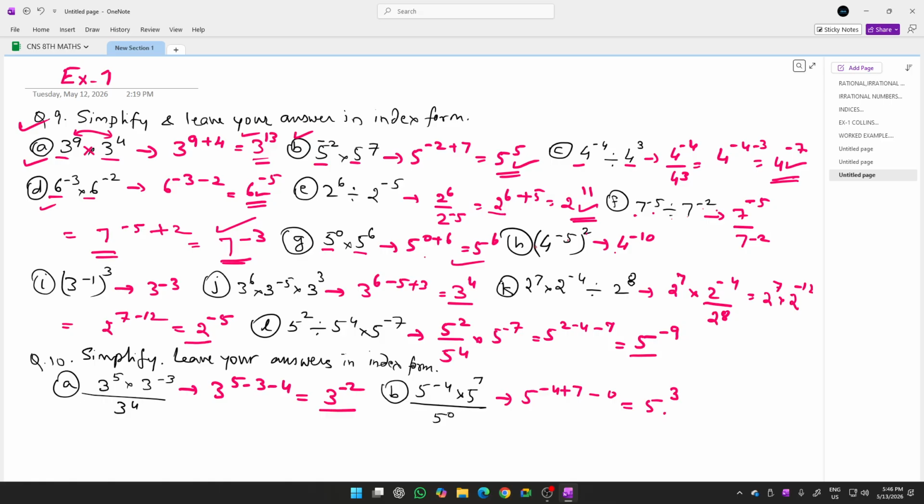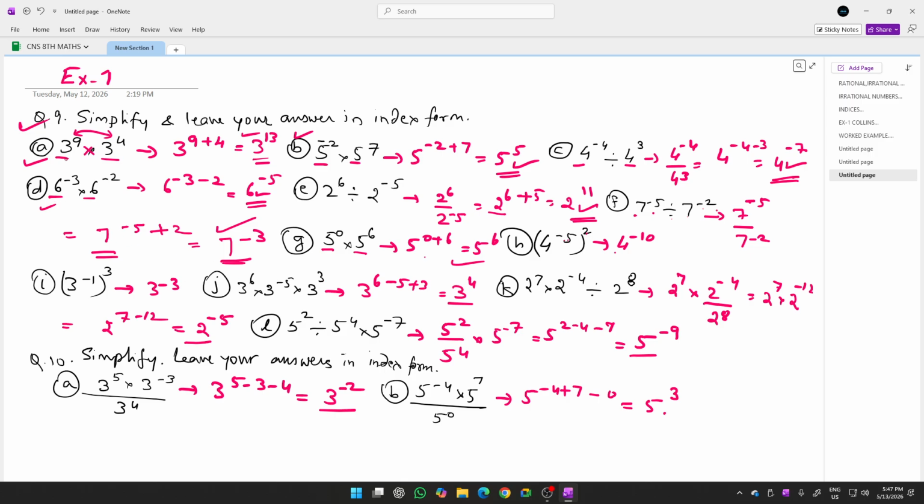So if it is 4 raised to minus 5 whole raised to 2, that means when there's a bracket you have to multiply these two indices. Minus 5 times 2 is minus 10 and write the base as it is. So it will be 4 raised to minus 10. Is that clear?